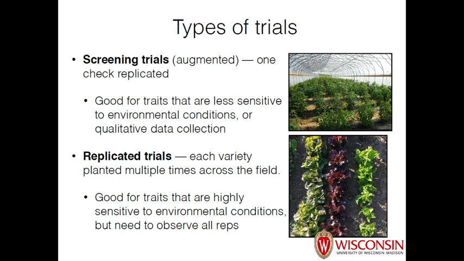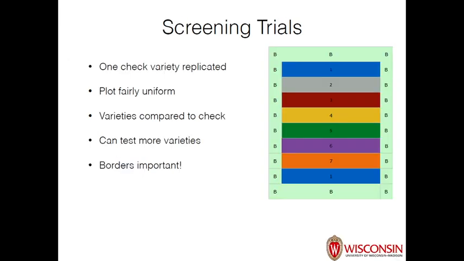Things like yield or disease resistance, you probably will do a screening trial and then move the best varieties up to a replicated trial. And replicated trials are all of the varieties planted multiple times across the field and are a little more labor intensive, so it's good to take the time to do a screening and narrow it down to only a few varieties that you're going to do in a replicated trial.